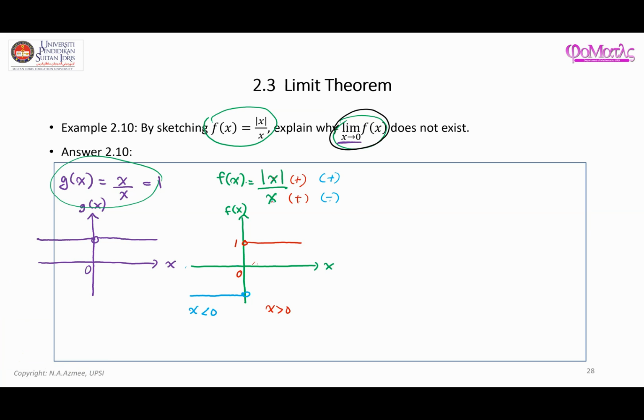Now, based on the graph that I have shown here, we can explain why the limit doesn't exist. The limit of this function exists if the right-hand limit is equal to the left-hand limit. So x approaching 0 can be from the left direction or from the right direction. Let's consider the limit of x approaching 0 from the left direction. You can see that the value of f(x) gets closer and closer to -1. So the answer is going to be -1.